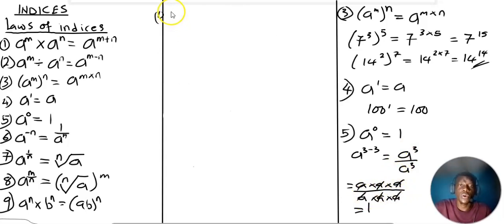Now we have law number 6. Law number 6 is your negative power or negative index law. This is number 6 here. You have a raised to the power negative n.